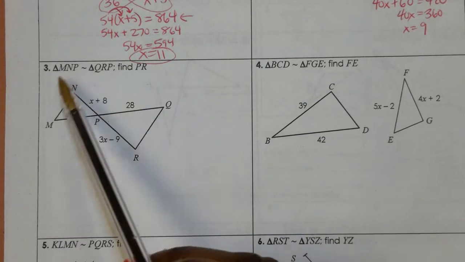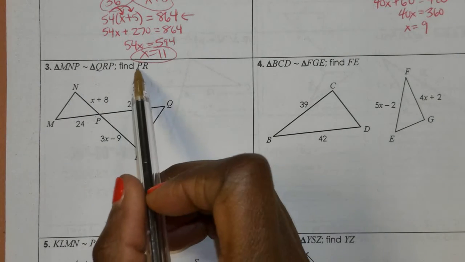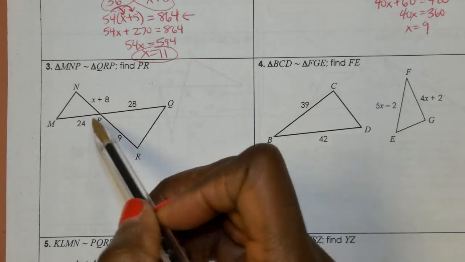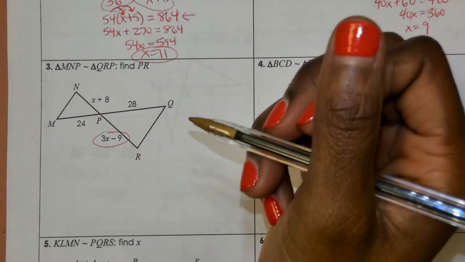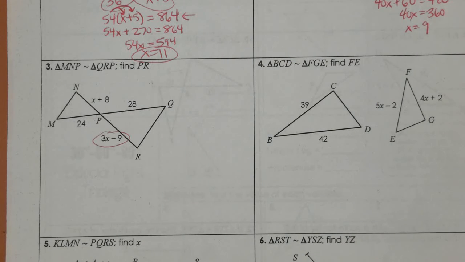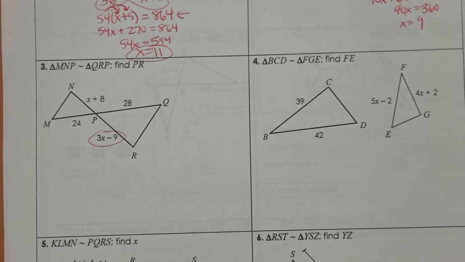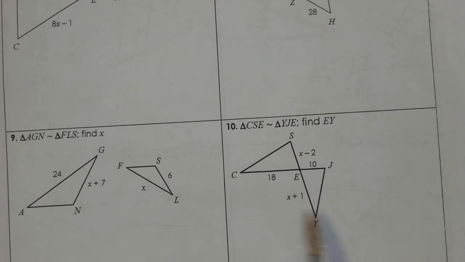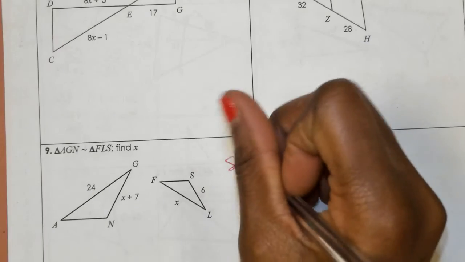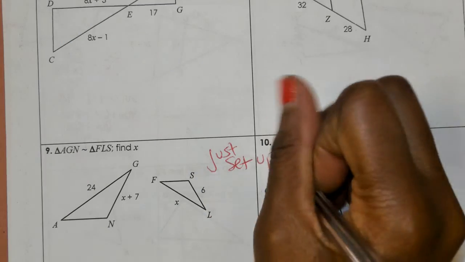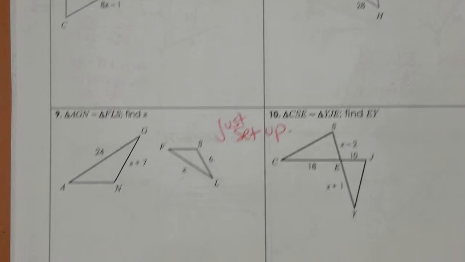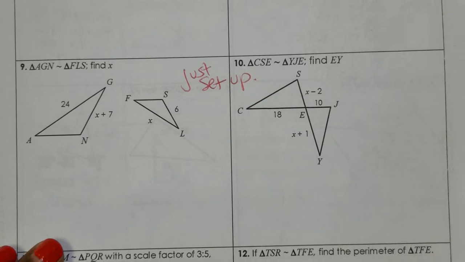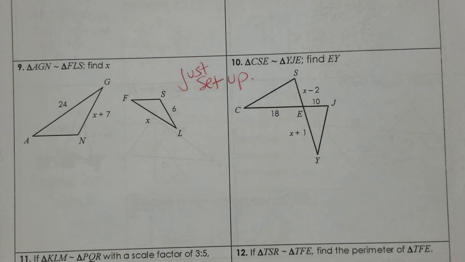Okay, so all the rest of these are the same process. When it says find PR, you still have to find X first, and then once you get X, you plug it into whatever segment they ask for. Okay. So same process over and over for this. I'll do one or two more, but when you get to 9 and 10, these you just need to set up. You don't need to solve. So just set it up. I'll go ahead and do these two to set it up, because the algebra is from Algebra 1, you're solving a quadratic.